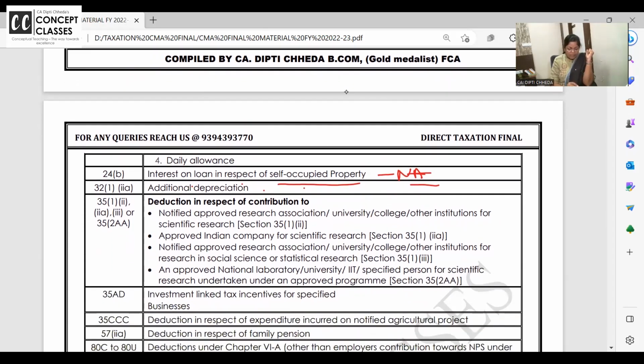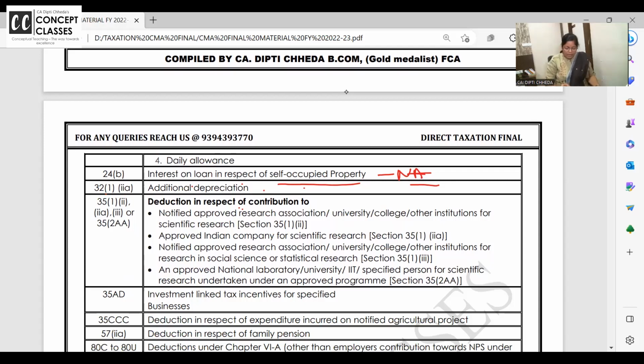Next, 32(1)(ii) and 2A. You know, normal depreciation in the business head is allowed under Section 32. It is allowed. In the new tax regime also, in business income, you can claim depreciation. But you cannot claim additional depreciation. If you are a manufacturer, then additional depreciation is allowed, no? That you can't claim. Okay? Right.